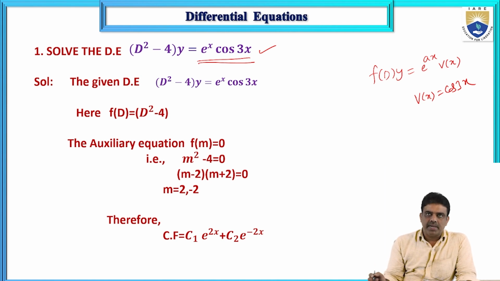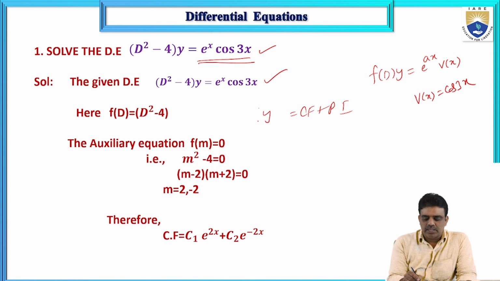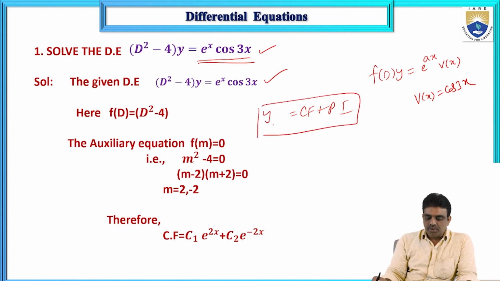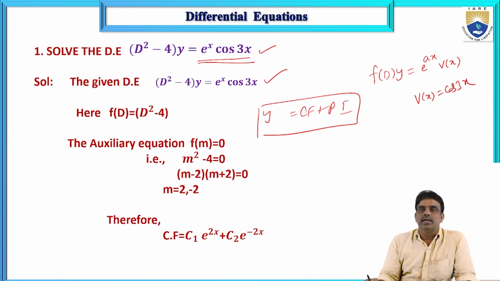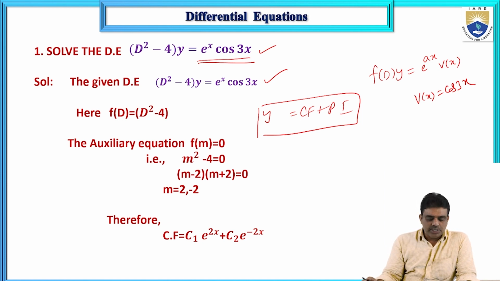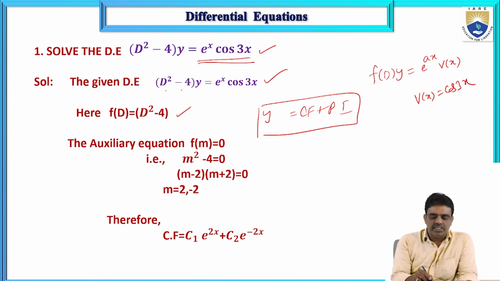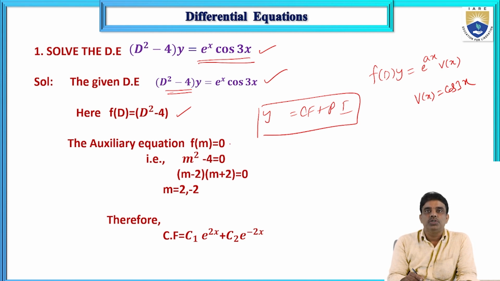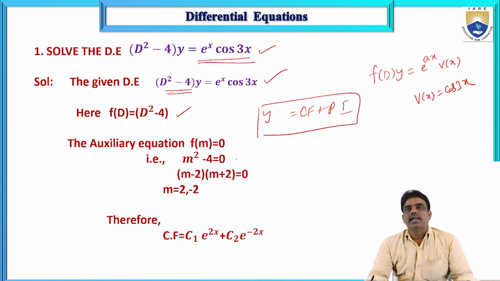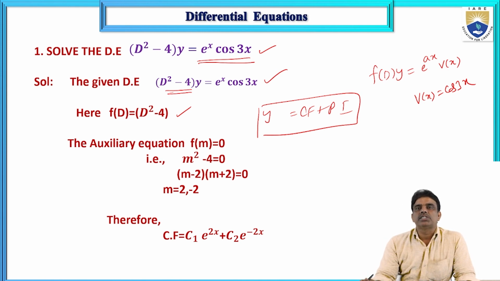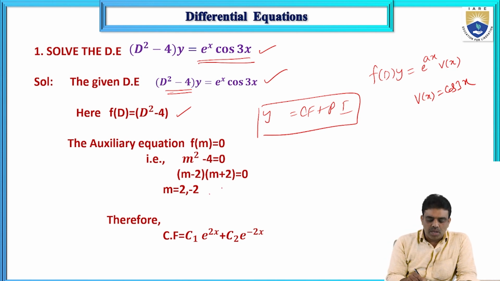So in this model, we apply the type 4 method to find the particular integral. First find the complementary function. For this equation, we have both complementary function and particular integral, and on adding, you will get the general solution of this equation. So before finding the particular integral, we calculate the complementary function. As usual, write f of D here. F of D is D square minus 4. The auxiliary equation is f of m is equal to 0. F of m means replace D by m, then m square minus 4 is 0. Writing in factor form, a square minus b square is a minus b into a plus b, so m values are 2, minus 2.